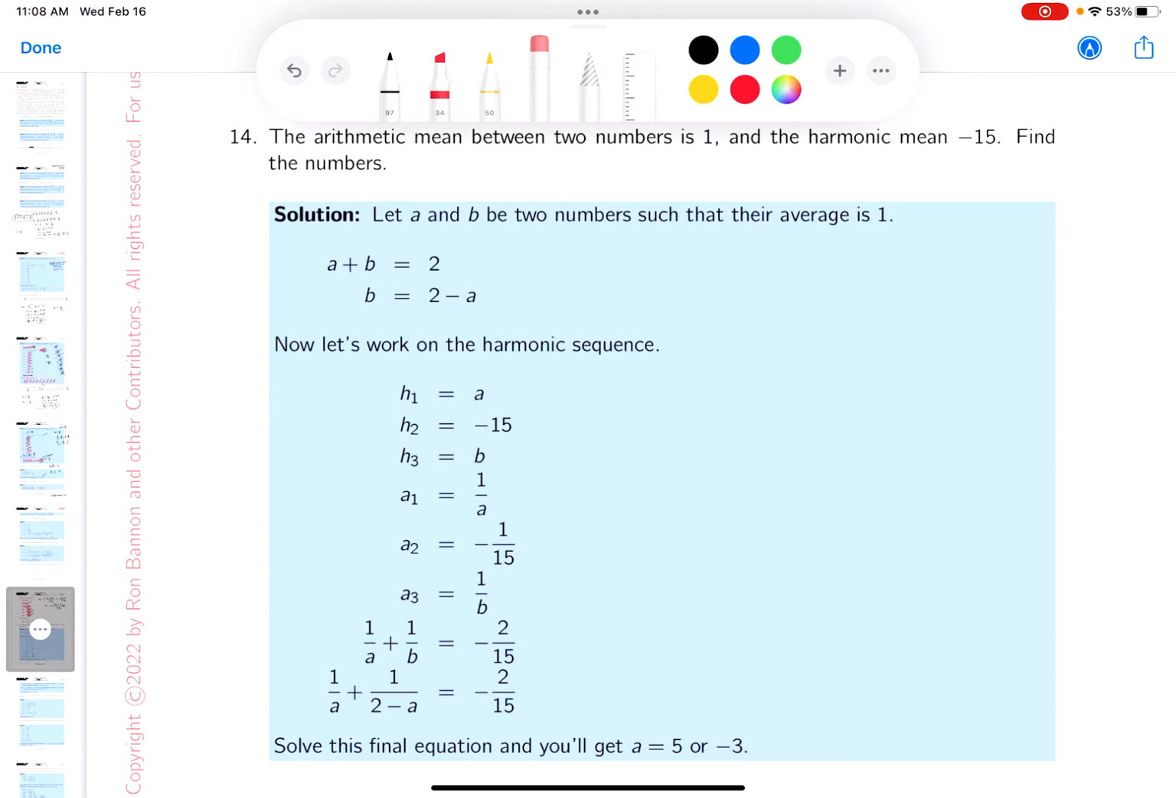And the first thing to say is the arithmetic mean between two numbers is 1. So I'm just going to say A and B are the two numbers. I'll put this over here. These are two numbers, by the way. And the mean, they say, is the number 1. Well, what does this mean to me? This means A plus B is 2. So I definitely see that right over here.